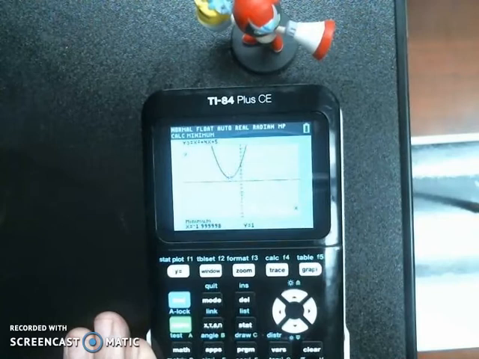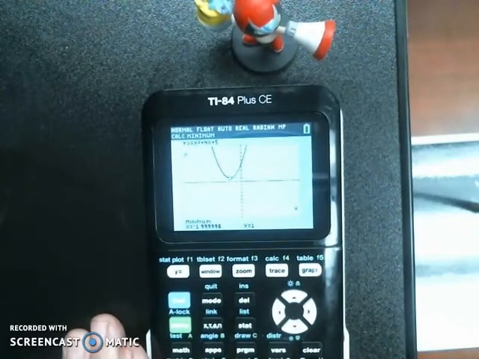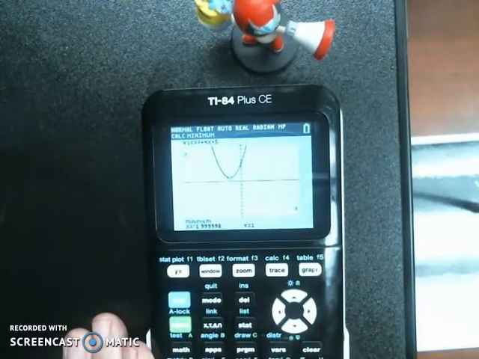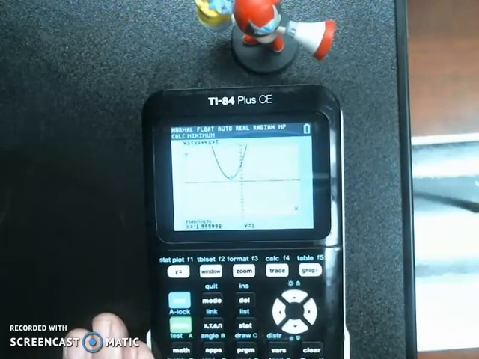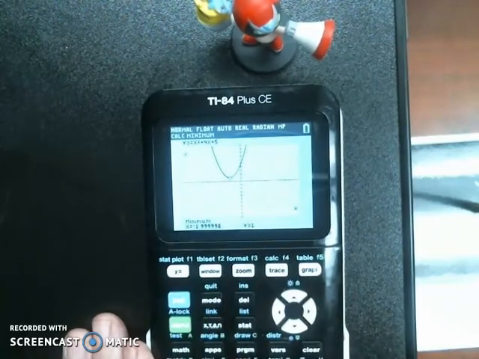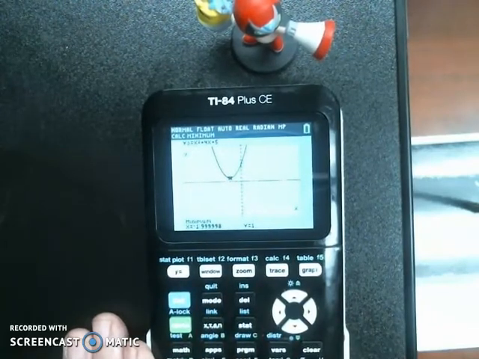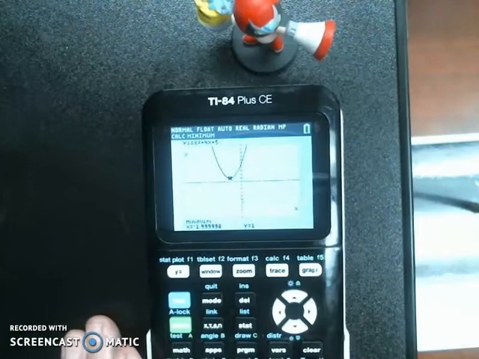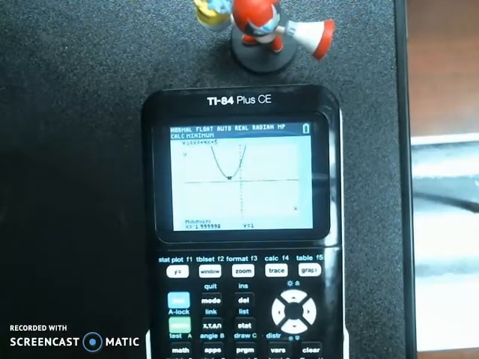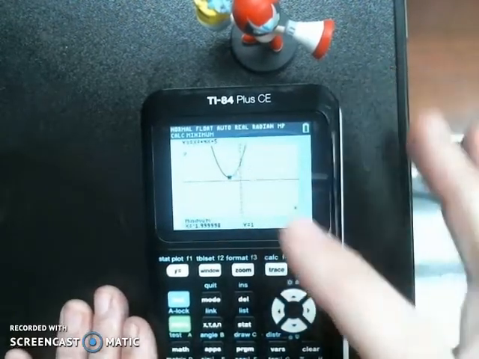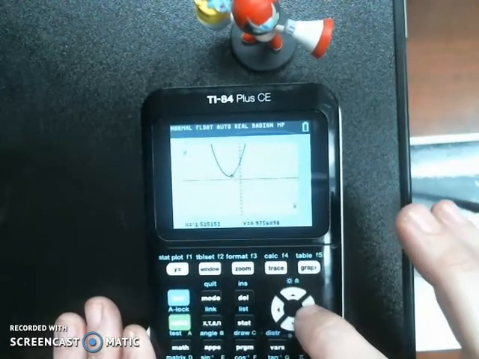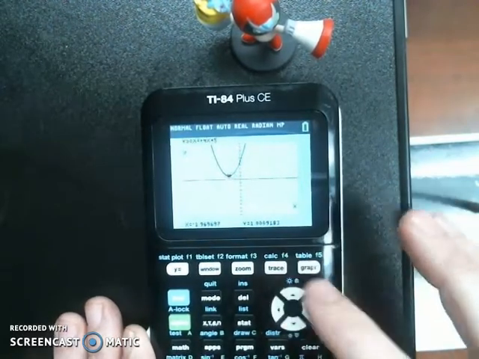Negative 2, 1. This tells me two things. The vertex has an address, negative 2, 1, and it tells me that the axis of symmetry is when x equals negative 2. So there's two things out of the way by using second calculate, finding the minimum here. The minimum is the vertex, and the x part of the address for the vertex is our axis of symmetry. And the only other thing we had to do after that was figure out what that y-intercept value is.